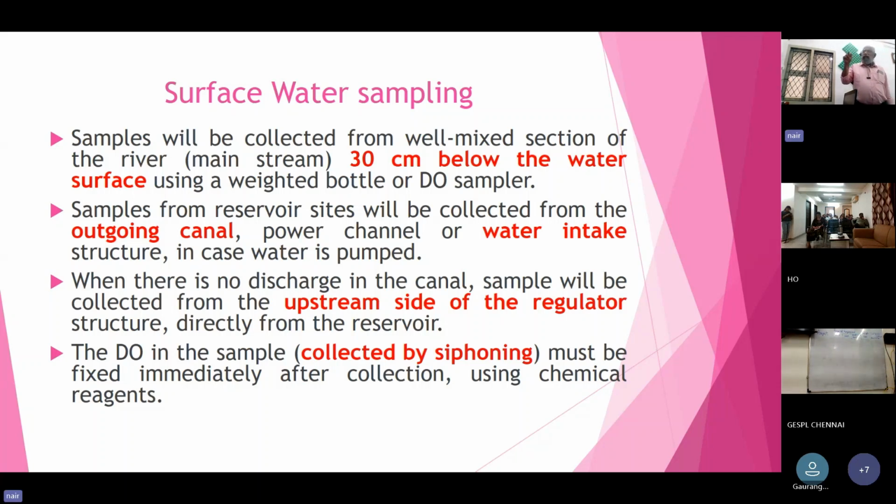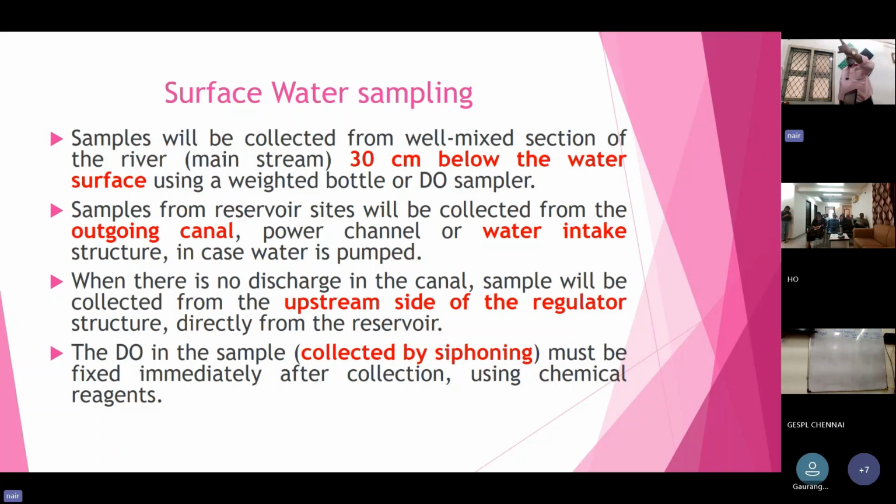Collect 30 centimeter below the water surface. 30 centimeter below the water surface means you need not take a scale and measure; approximately 30 centimeter. That means don't collect water from the surface. You have to go to a little depth.